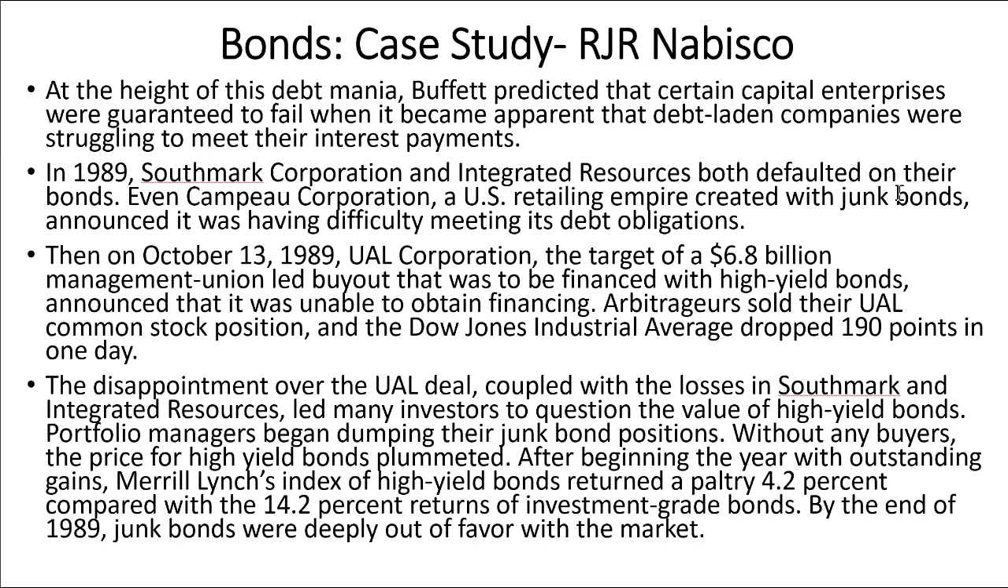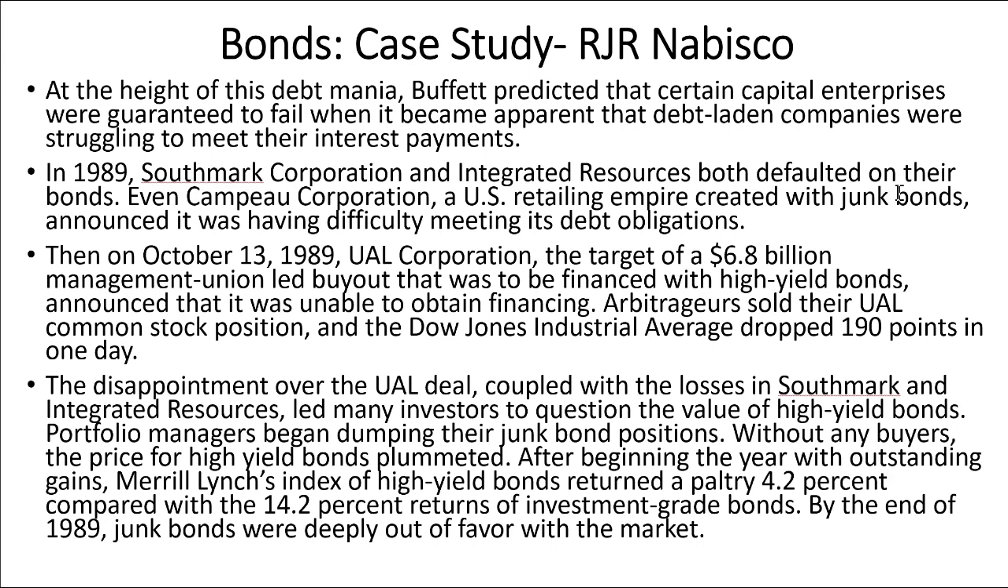Then in October 1989, UAL Corporation, the target of a 6.8 billion management-union led buyout that was to be financed with high yield bonds, announced that it was unable to obtain financing. Arbitrageurs sold their UAL common stock position, and the Dow Jones Industrial Average dropped 190 points in one day. Huge fall. So the disappointment over the UAL deal, coupled with the losses in Southmark and Integrated Resources, led many investors to question high yield bonds.